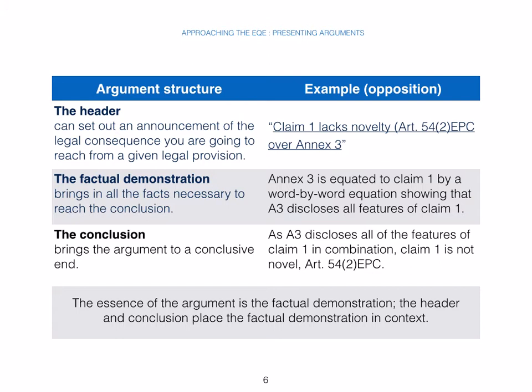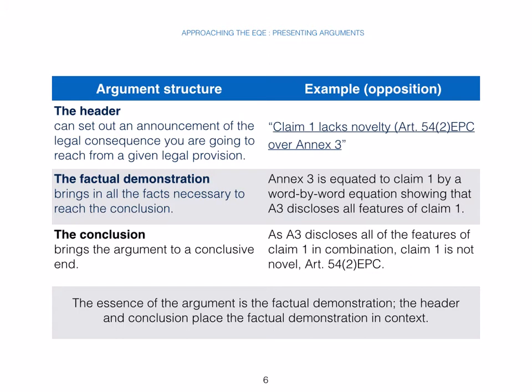The header is followed by the factual demonstration, which brings in all of the facts necessary to reach the conclusion. And here I've given an abbreviated example, which we will do in greater detail afterwards. Annex 3 is equated to Claim 1 by a word-by-word equation showing that Annex 3 discloses all of the features of Claim 1. That will be the factual demonstration.